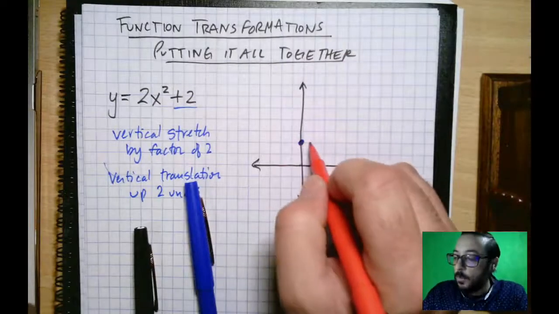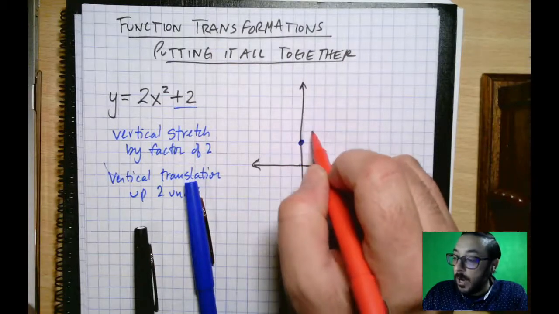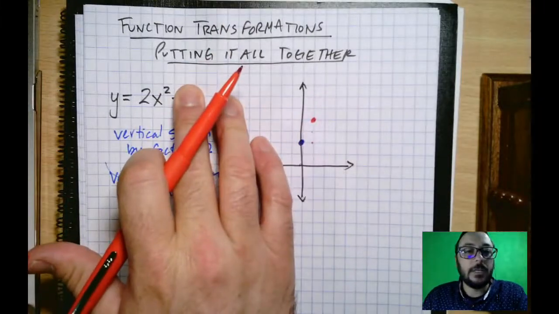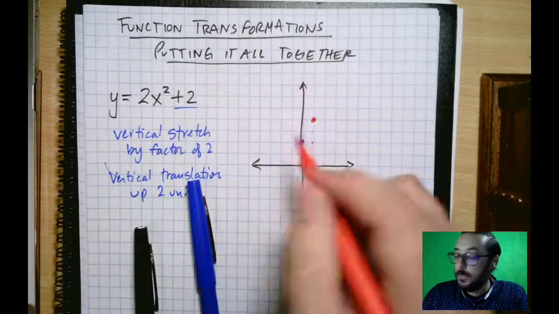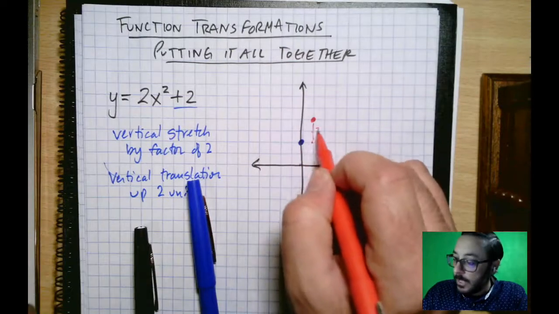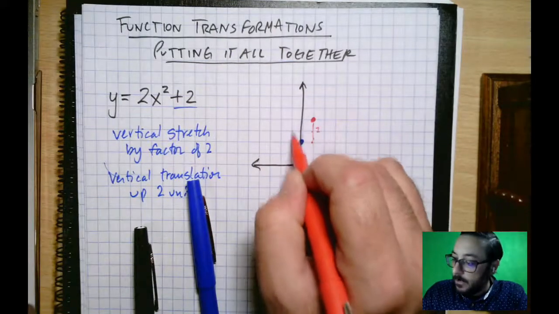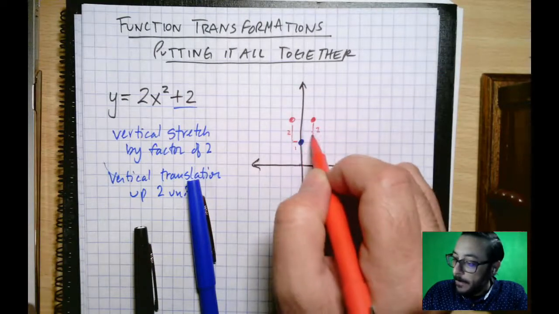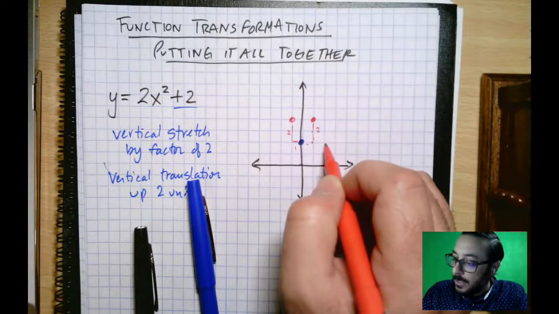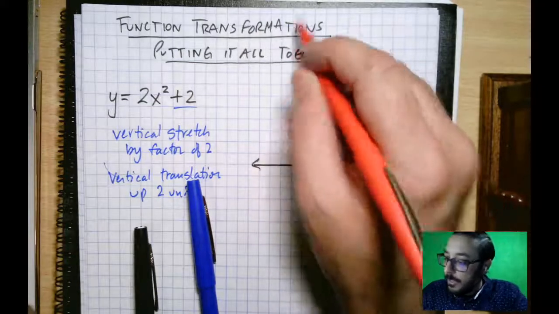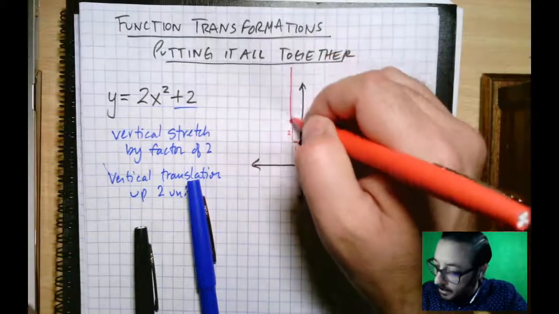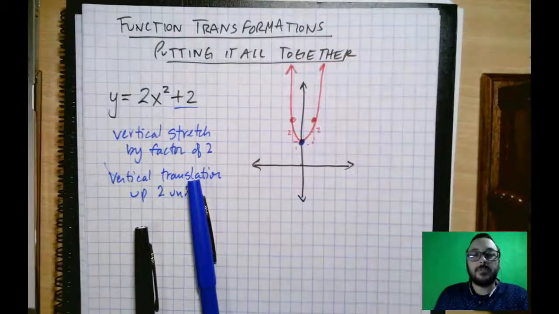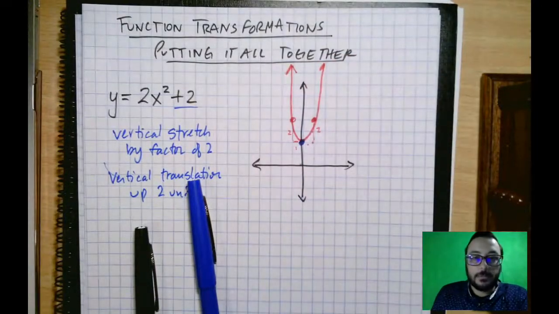If I go over 1, then I'm going to go up 2, right? If I just ignore this for a second, 1 squared times 2 is 2. Same thing over here, over 1, up 2. And then if I went over 2, it would go up 8, remember, and that's way up there. So this is going to be a super skinny parabola that's been shifted up 2 units.